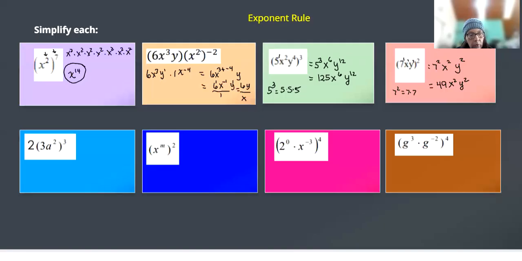All right. So we have 2 times the quantity 3a squared, cubed. First of all, that 2 is just to the 1. So it's 2 to the 1, which is just 2. The 3 isn't for the 2. The 3 up here, that little exponent, that's only for everything in parentheses.